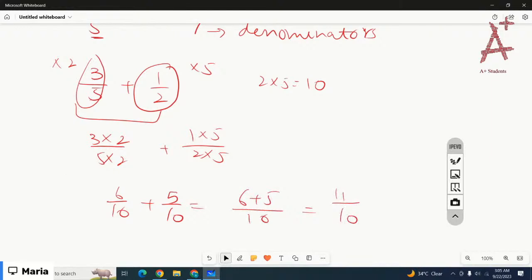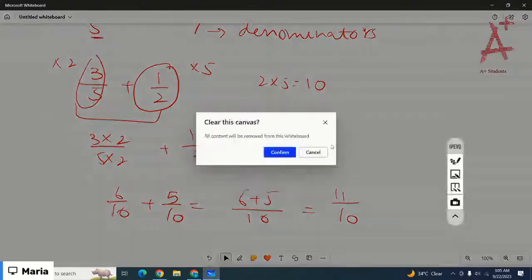So this is the case for addition, and when you are going to subtract fractions, first you have to make their denominators the same, right? Let's just do another example.